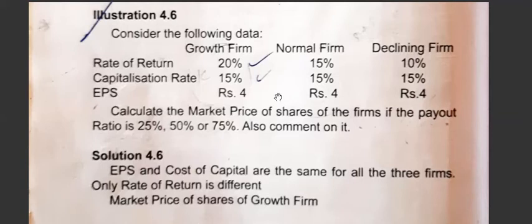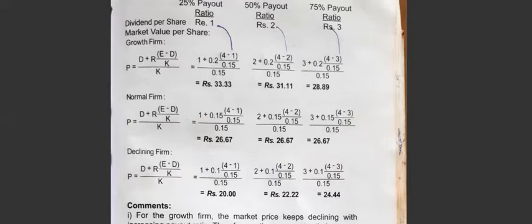Now EPS is the same and the cost of capital is the same for all three companies, only the rate of return is different. Now we will calculate the market price. See, this will be asked for 24 marks in the exam. Okay, so go through this problem. See here how the calculation is.